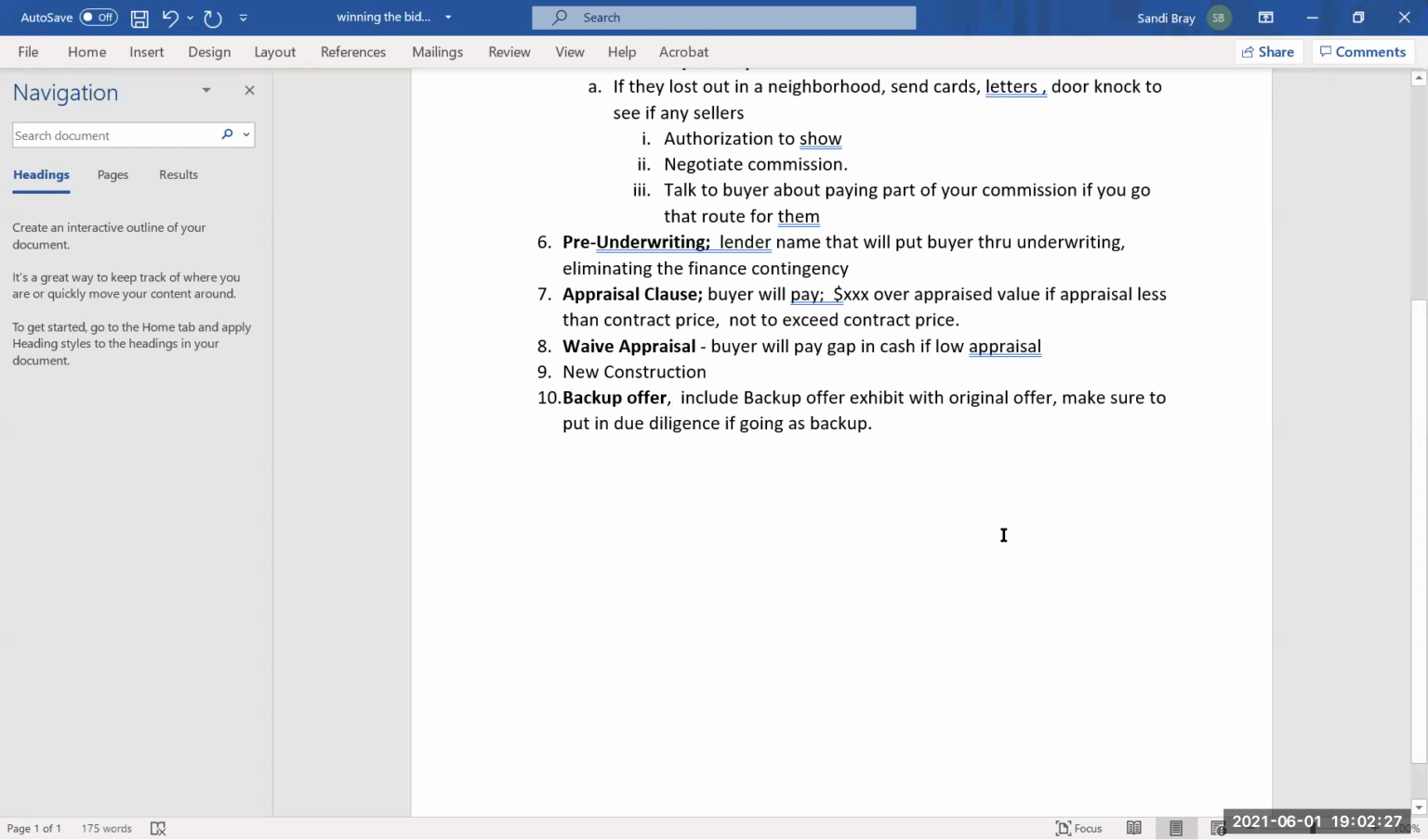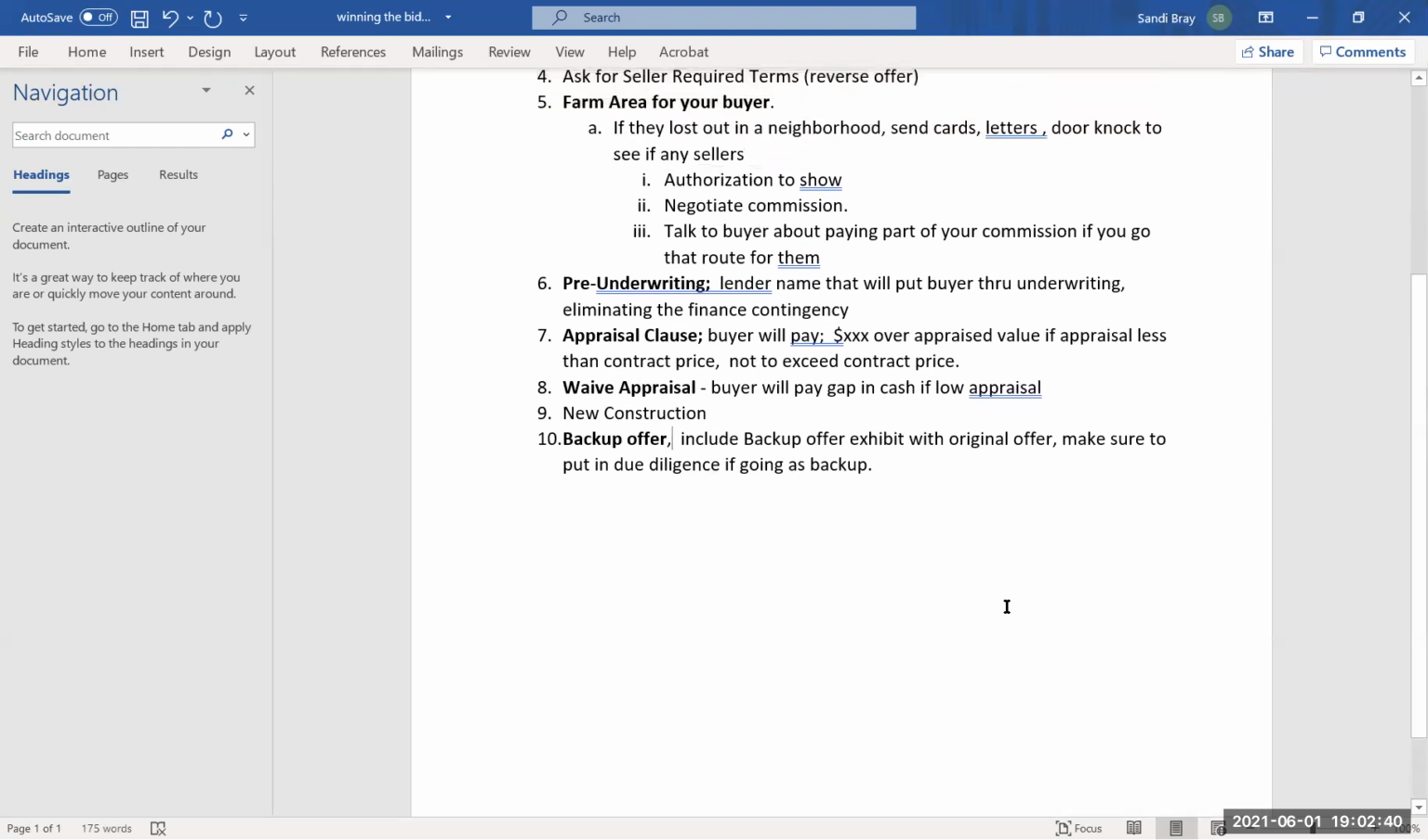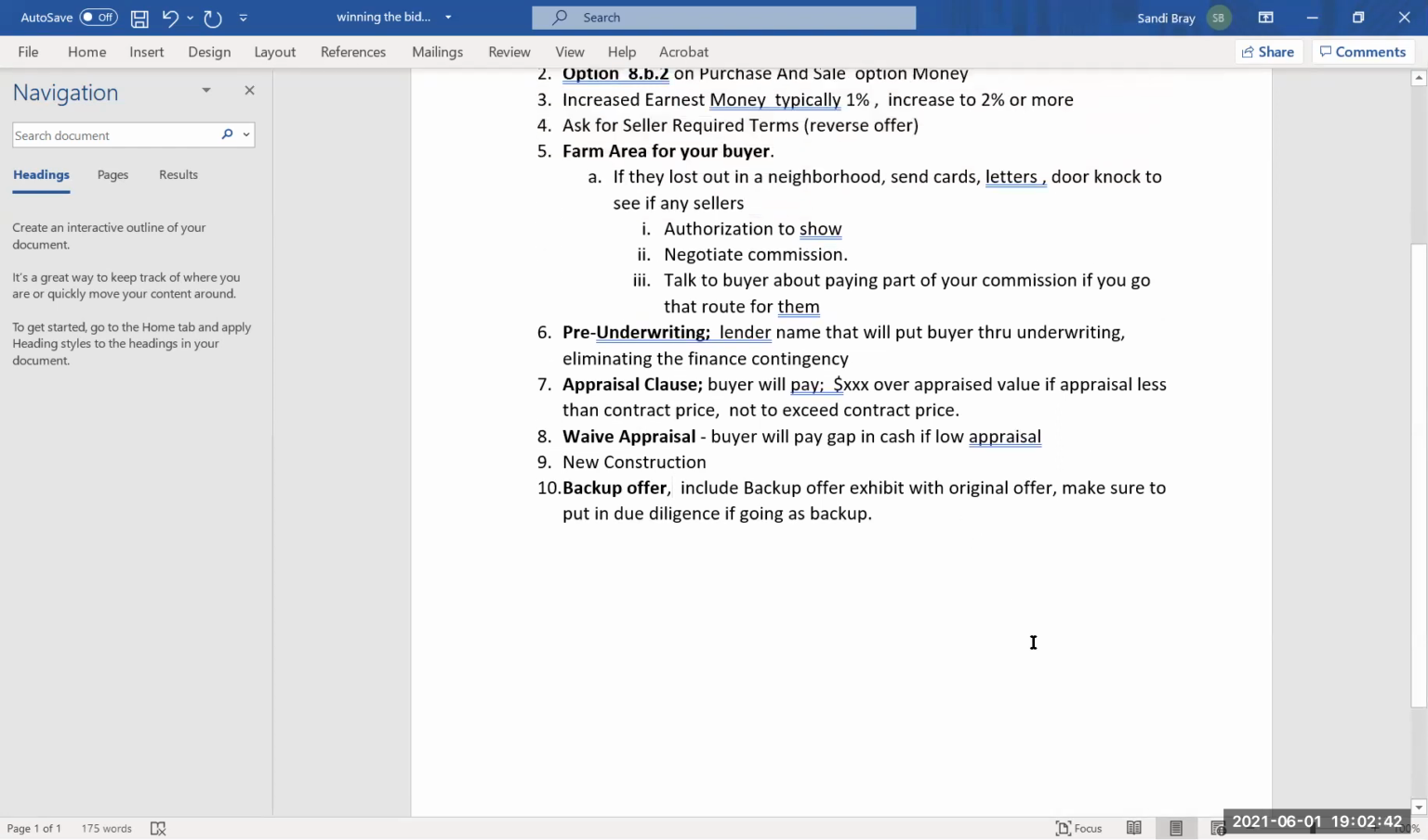And if the backup gets accepted, chances are you're going to get your terms. You're going to get your due diligence. You're going to get your appraisal contingency. So you want all of that in there with your backup. Yep. I would think we can do it a couple different ways.